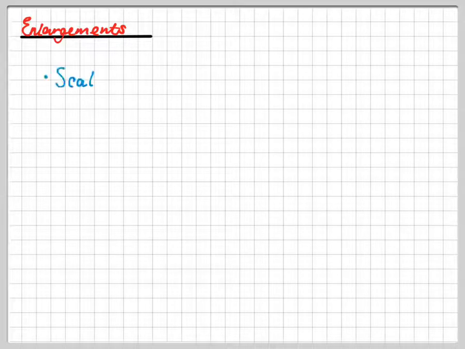complete this question. First one is scale factor. This just basically means how many times bigger the shape is going to be made from its original. So scale factor just tells us how many times bigger it's going to be made.